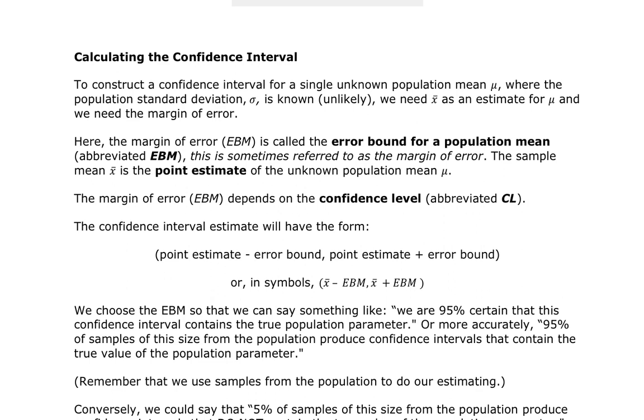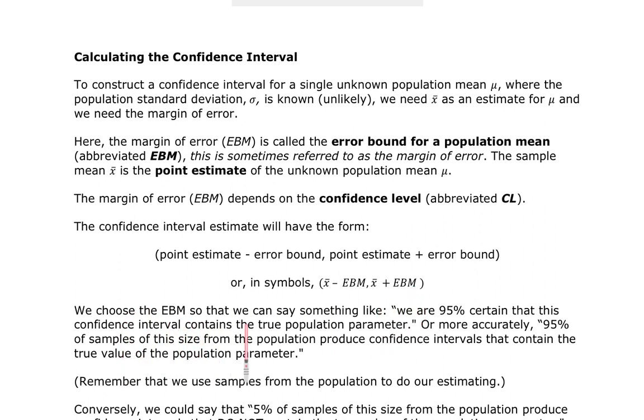The way in which we do this is we are going to take our point estimate, which is going to be x bar. We're going to subtract off the error bound. That's going to give us our lower part of the interval, the starting part of our interval. And then we take our point estimate, which is x bar, and we're going to add to it the error bound, and that's going to give us our upper part of that interval.